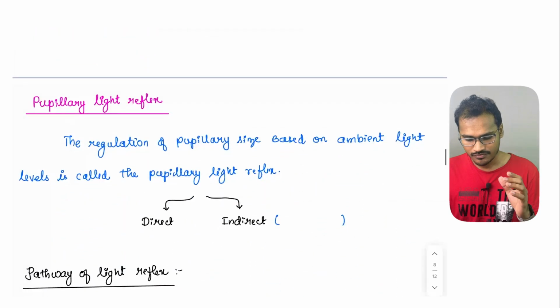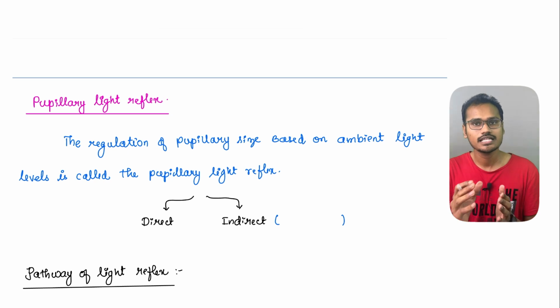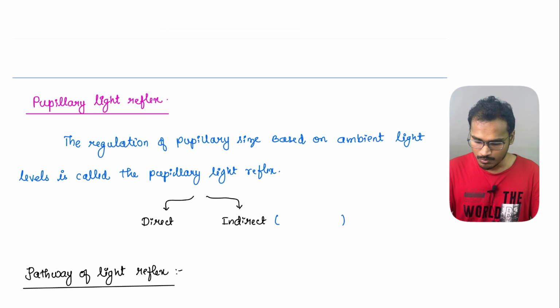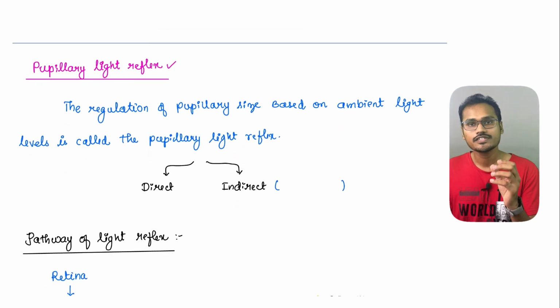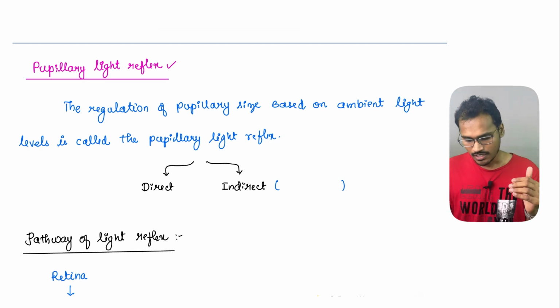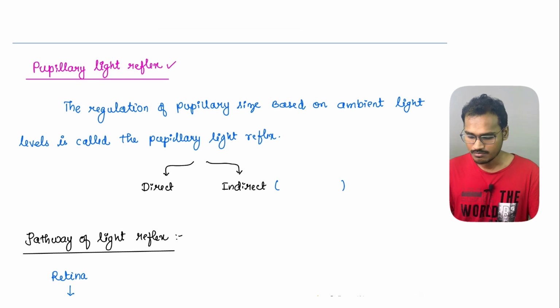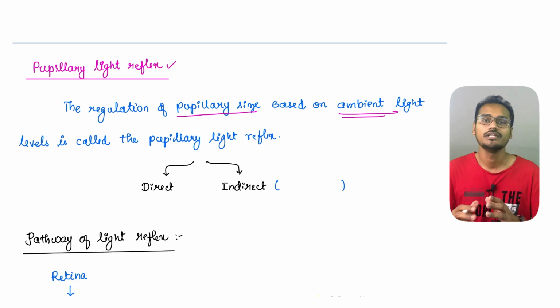The visual light reflexes are basically divided into the pupillary light reflex, and there is one more reflex which is called the accommodation reflex. So let's get started with the pupillary light reflex. As the term indicates, this regulation of the size of the pupil depending upon the light source is called a pupillary light reflex. If you throw a light into the pupil, what will happen? It is going to constrict. This you must have done in your practical classes also, or you will be doing it in future. This regulation of the pupillary size based on the ambient light level is called a pupillary light reflex.